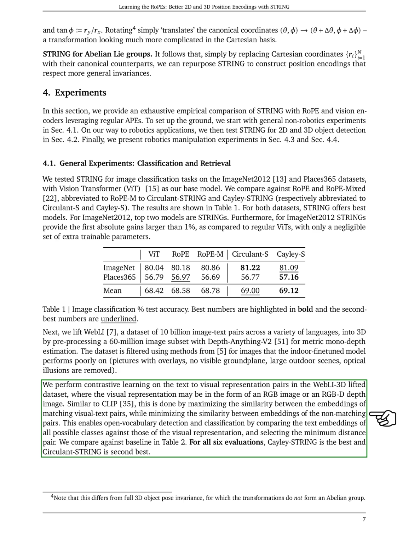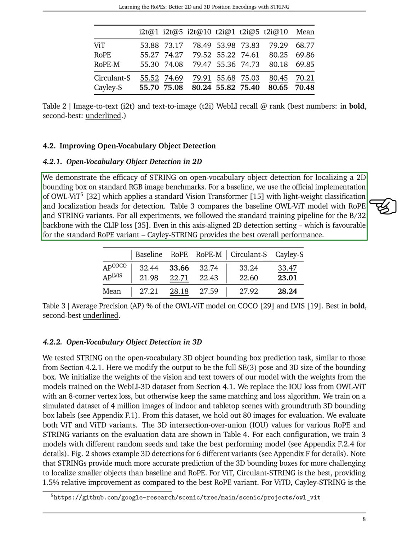For open vocabulary object detection in 2D, we demonstrated STRING's effectiveness in localizing 2D bounding boxes on standard RGB image benchmarks. We used the official OWL-ViT implementation as our baseline, which employs a standard vision transformer with lightweight classification and localization heads. A table compares the baseline with RoPE and STRING variants, and we followed the standard training pipeline for the B32 backbone using CLIP loss. Even in this favorable 2D detection setting, Cayley-STRING achieved the best overall performance.